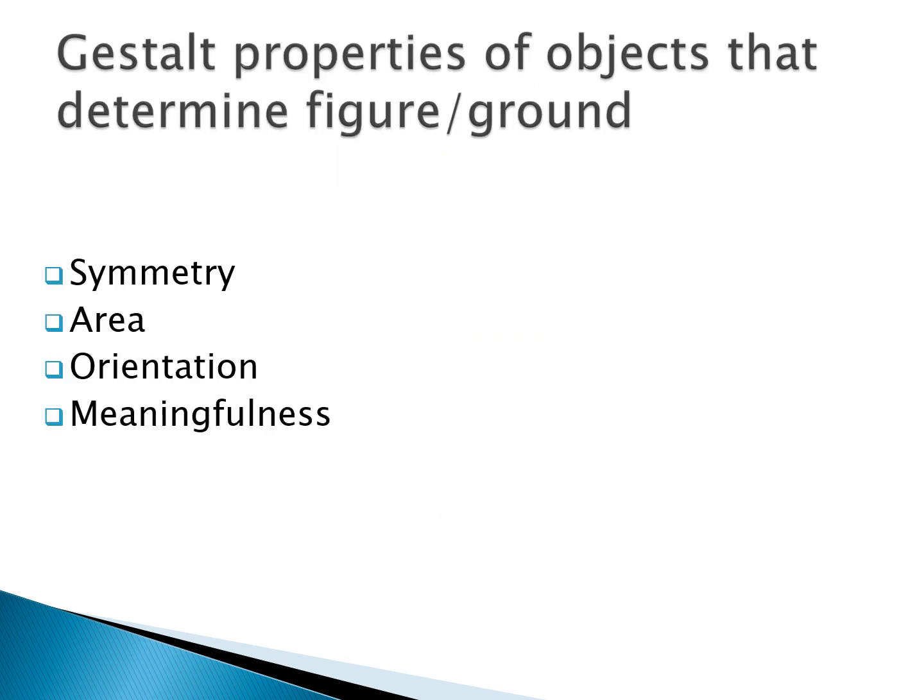Some properties of objects appear to determine or help us to segregate this into figure and ground. We're going to look at symmetry, area. We tend to take smaller areas as the figure, and those larger areas as being the unformed background. Orientation, I'm going to tell you that one doesn't work. That one doesn't work, but it's okay. I'm going to use it anyway. And meaningfulness. We like things that are meaningful to be our objects.